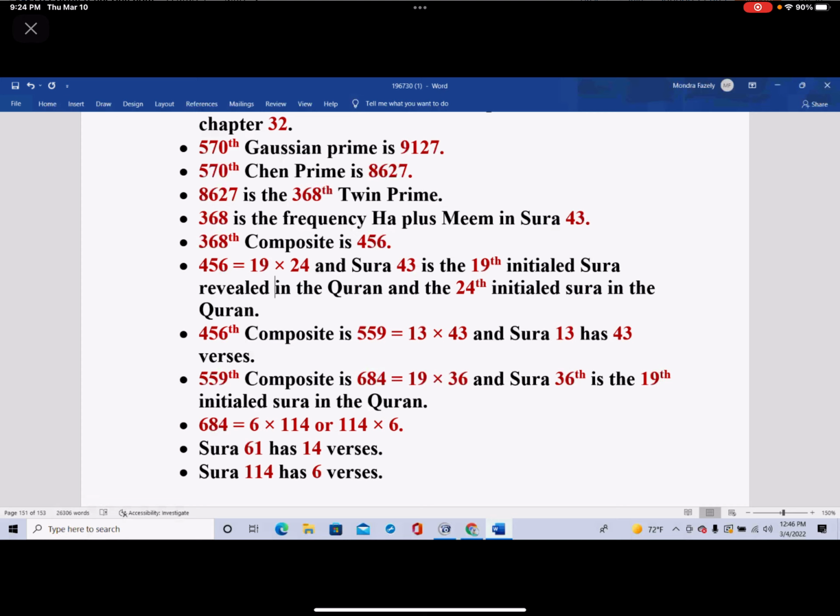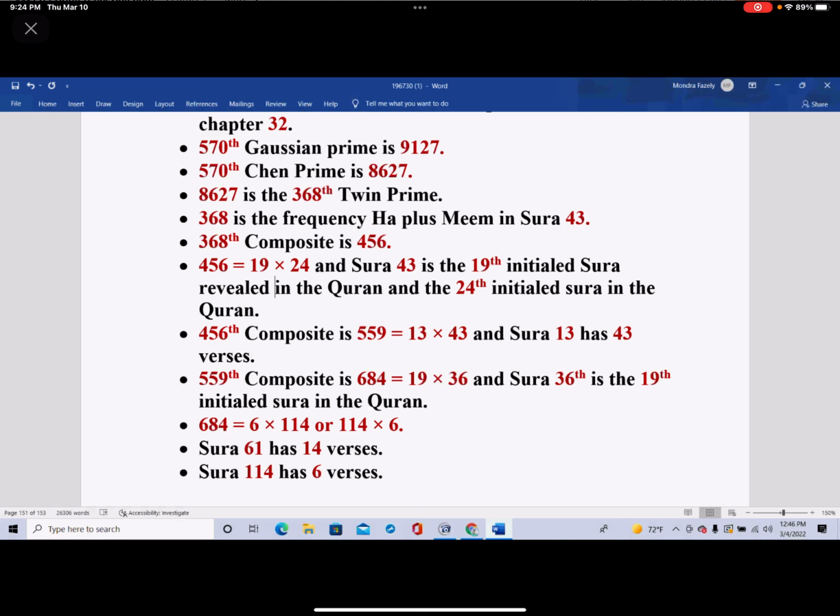456 composite happens to be 559, which is 13 times 43, and Surah 13 in the Quran has 43 verses. Okay? So that's another mission that 456 actually is carrying. 559 composite happens to be 684, which is 19 times 36, and Surah 36 is the 19th initial surah in the Quran. Again, you can do that.